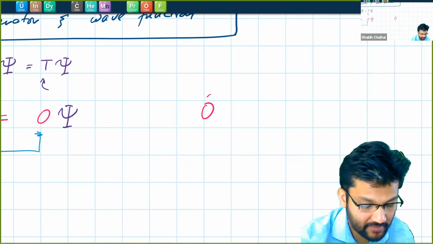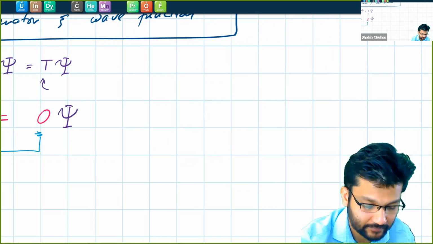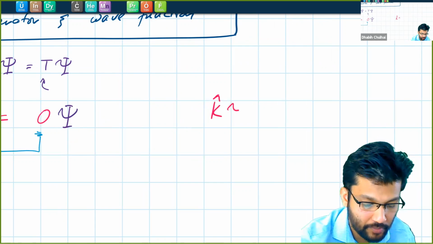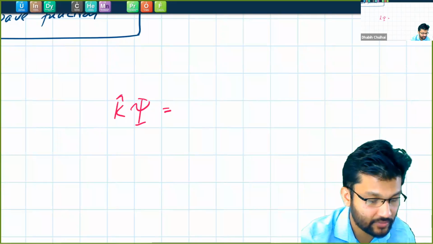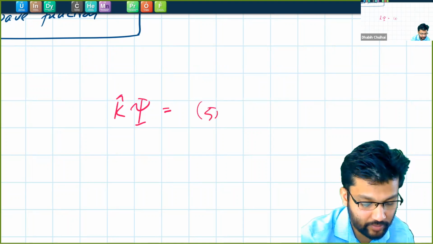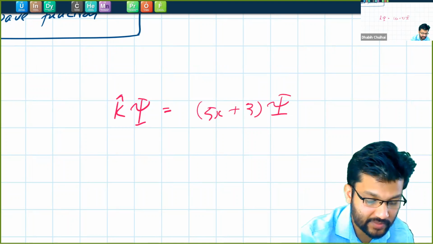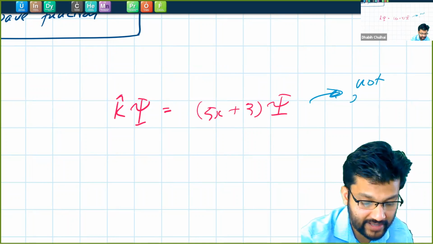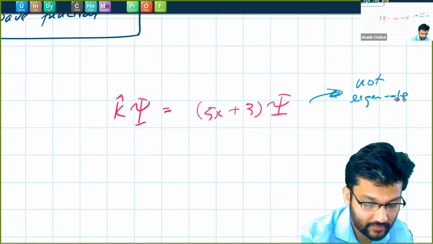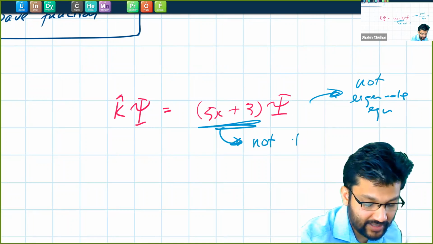Let's say you have an observable operator, let's say it's kinetic energy again. You apply this to the wave function. You could set up a situation where it's not an eigenvalue equation, where you get some 5x plus 3 or whatever times the wave function, which means this is not an eigenvalue equation, which means that this here is not the kinetic energy.